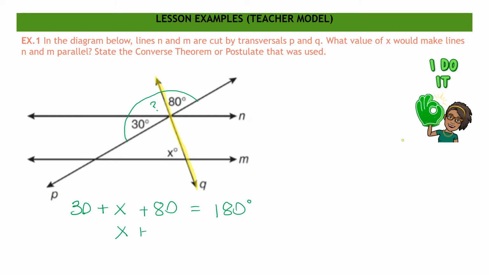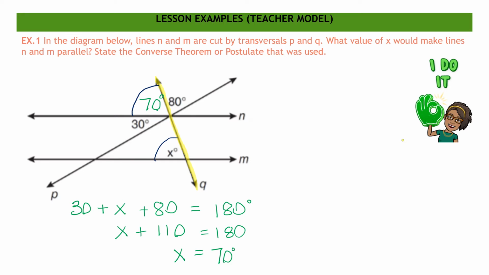So I would have X plus 110, which will equal 180. And if I subtract 110 from both sides, that's going to leave me with 70 degrees. So as you can see here, this angle we didn't know is now 70 degrees. Now that we know this angle is 70 degrees, we can look at what relationship this angle of 70 degrees has with the angle X.